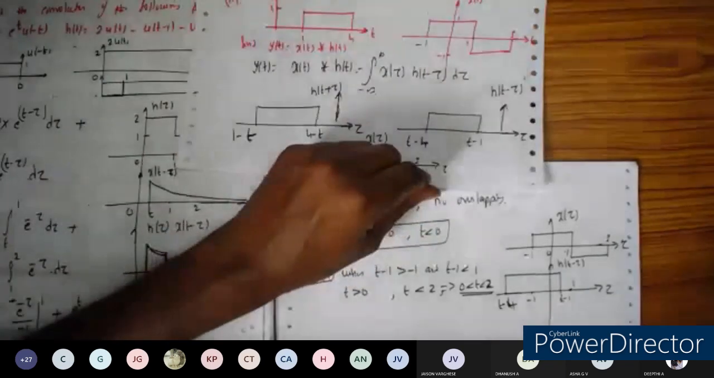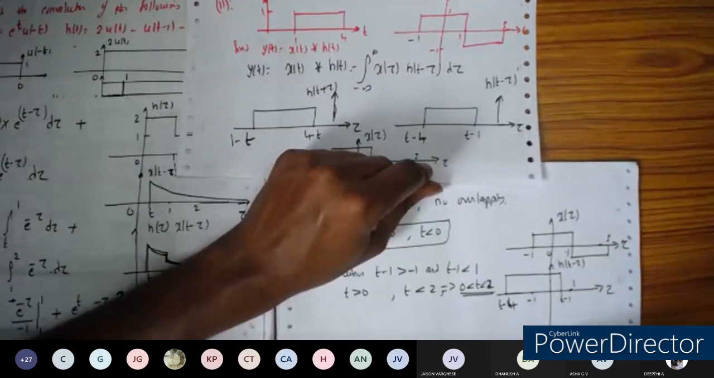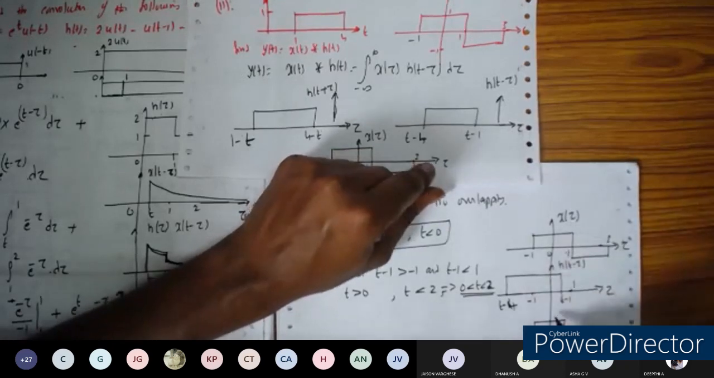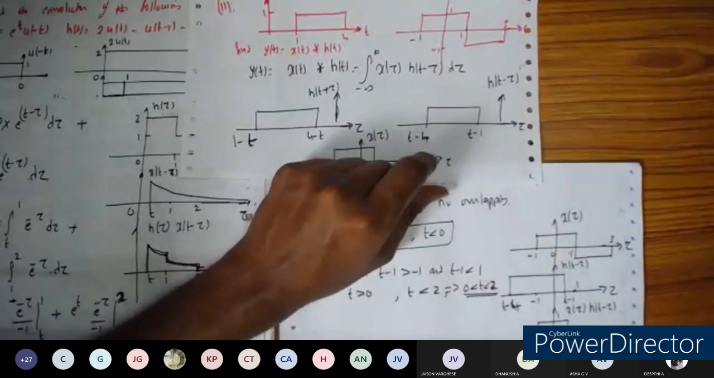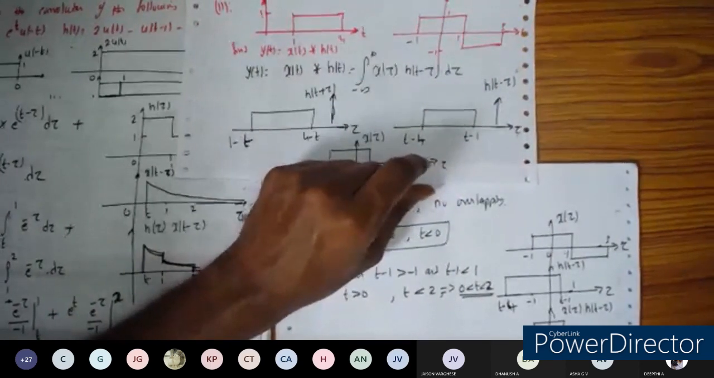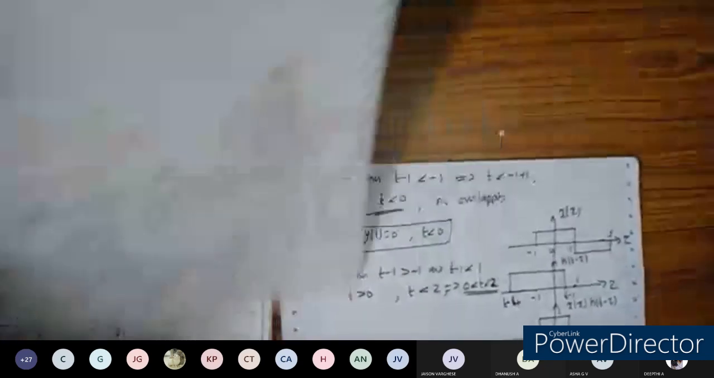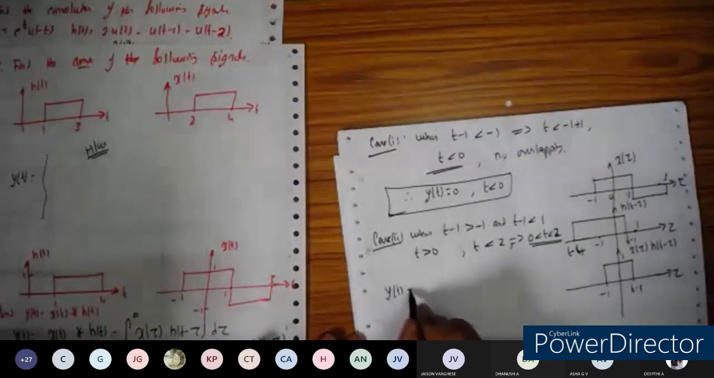So when you take the product of this one, the product is going to exist from -1 to t minus 1. Since both have amplitude 1, the product also has amplitude 1. So this is the product of x of tau into h of t minus tau on the tau axis, from -1 to t minus 1. Done. Okay.